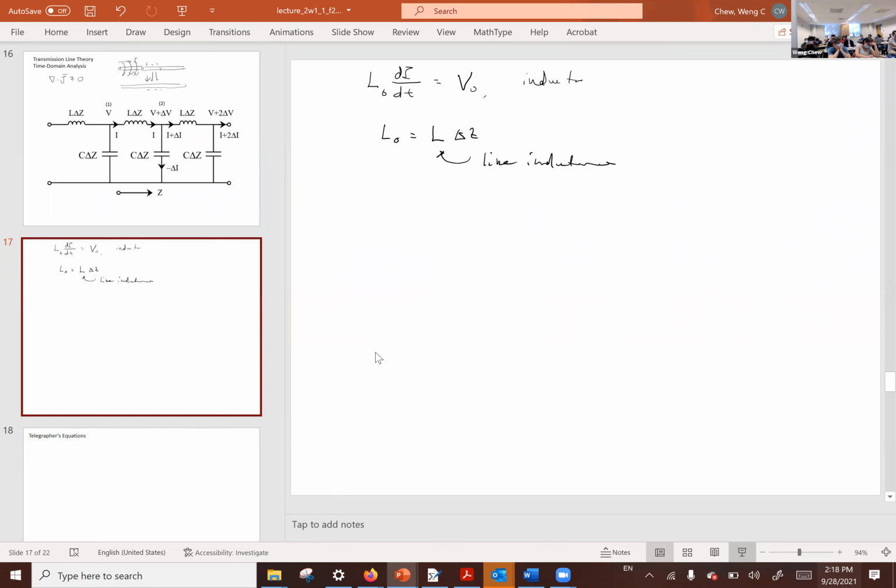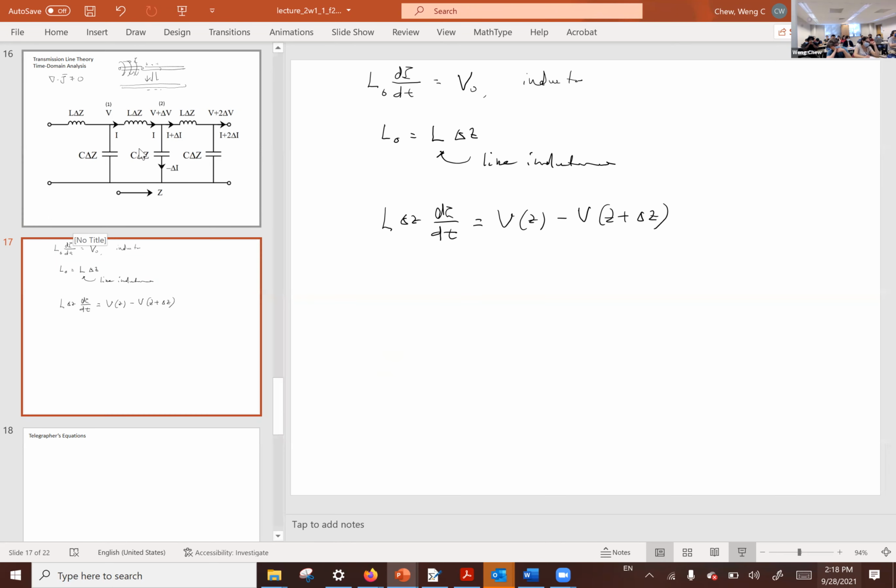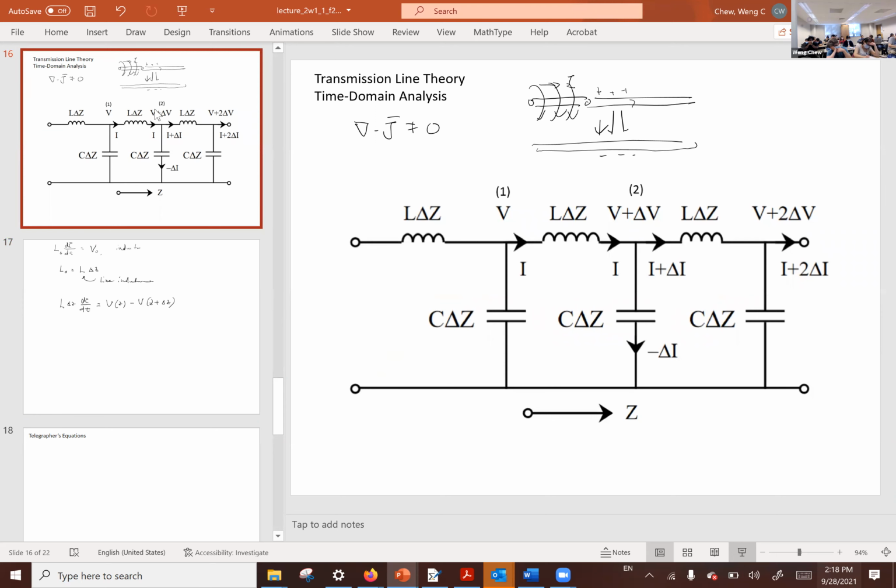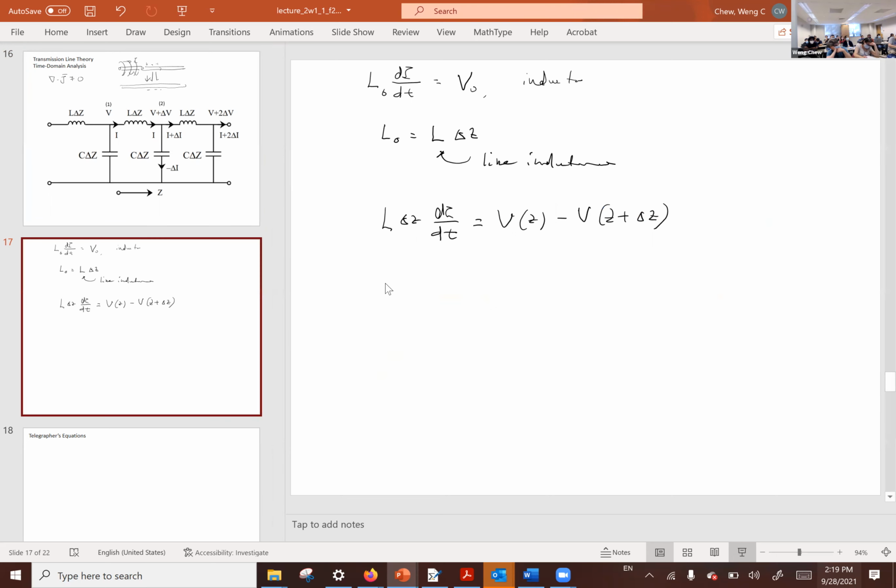Okay, so if you work this out, then what you have is L delta z dI/dt is equal to V(z) minus V(z plus delta z). So you take the voltage difference at these two nodes, and then relate it to the current that passes through the inductor. And this is the equation that you have. This is just simple circuit theory.